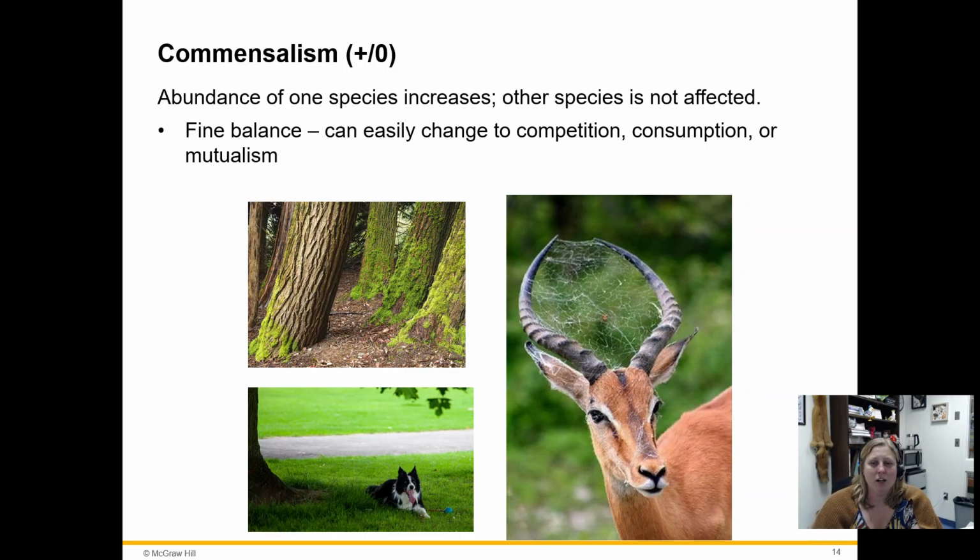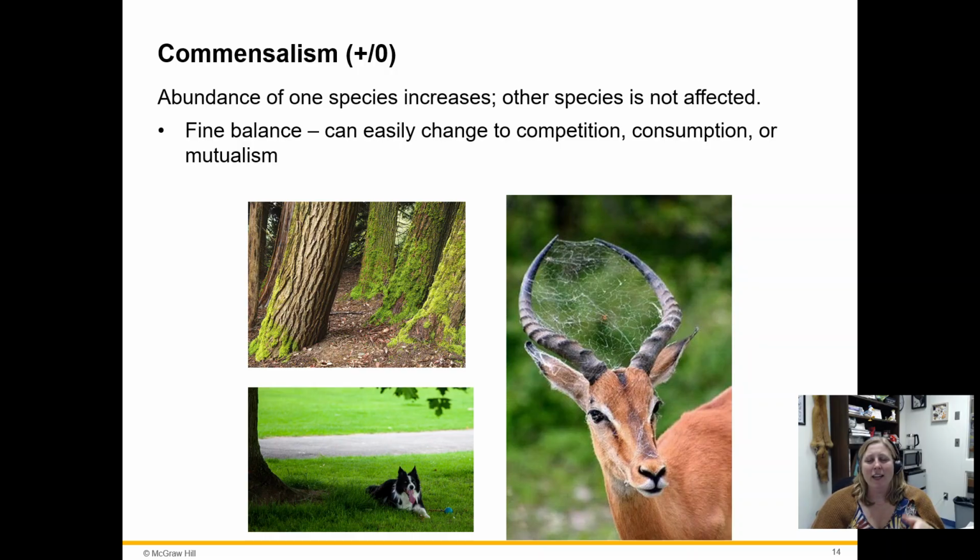And I have an image on here of an antelope that has a spider web between its horns. If you Google commensalism, it's one of the first images that pops up, okay? And honestly, it is. If the antelope is not affected in any way, shape, or form, the spider is gaining a benefit by having a mobile web. That web is now able to move around, and the spider is not stuck in one location. That's hugely beneficial to the spider.